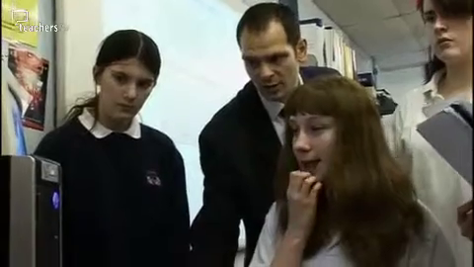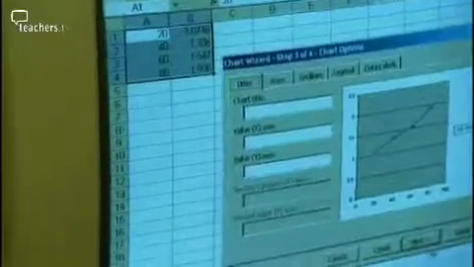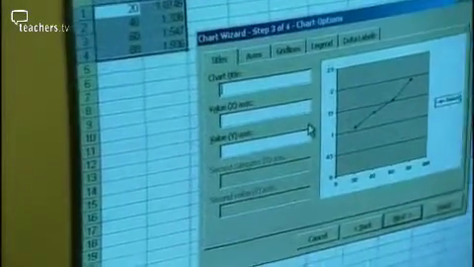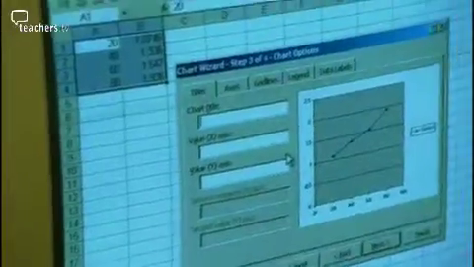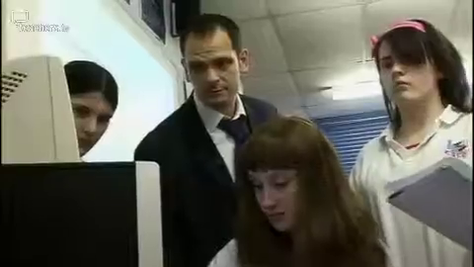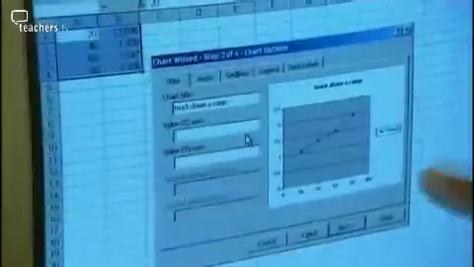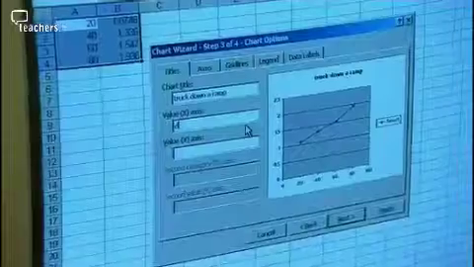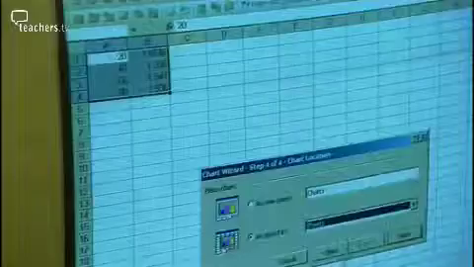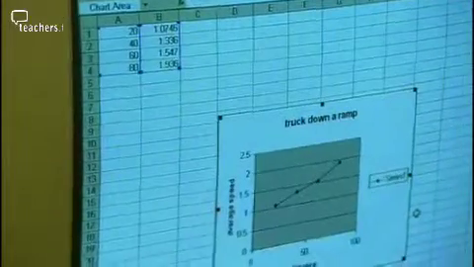Okay? So if you go down to here, you can put in what the title is. Well, this is truck down a ramp. Okay, and the value of the x-axis. So what have you got on the bottom? 20, 40, 60, 80? Oh, so that's the distance. Distance, good. Okay, and press finish. There's your graph.